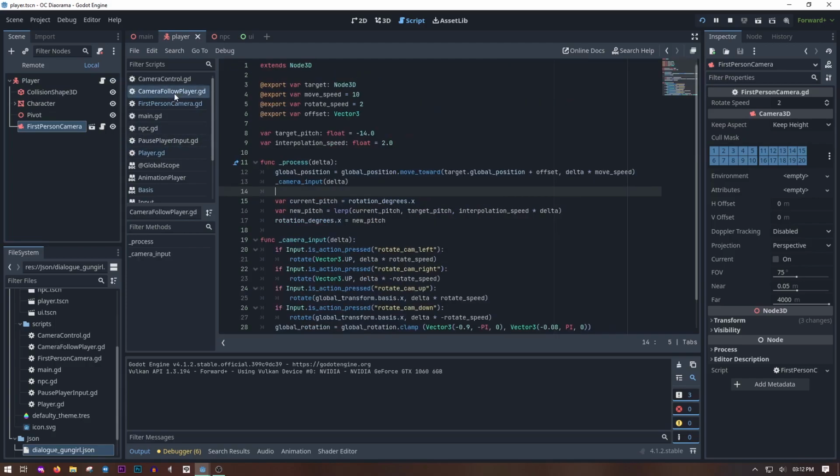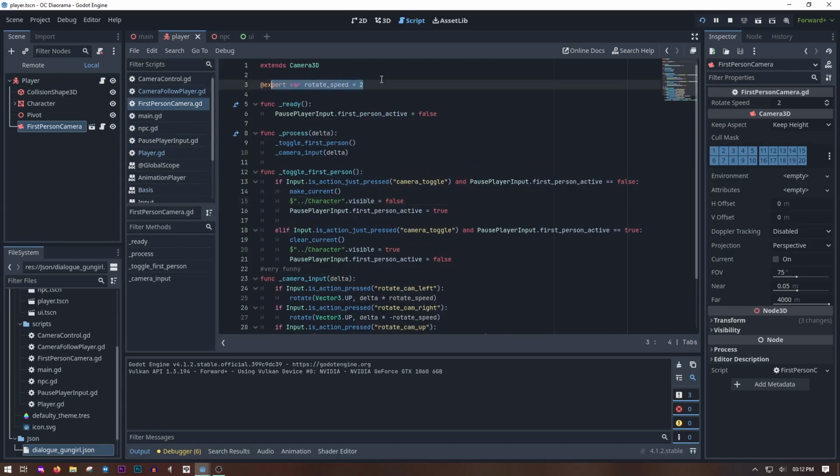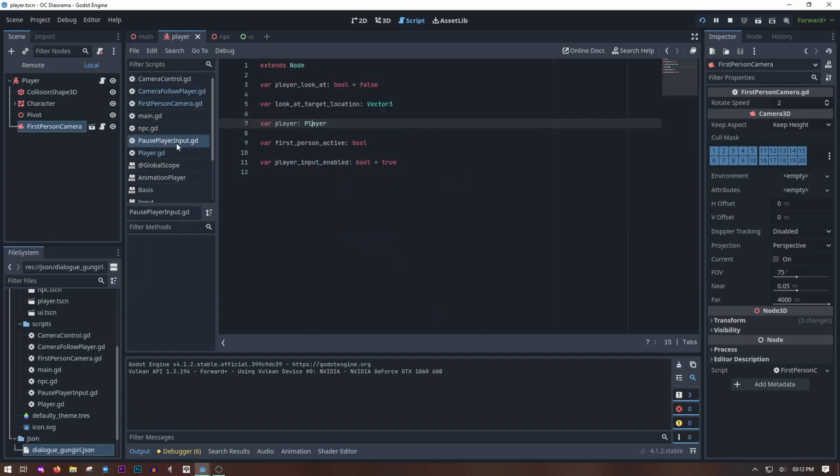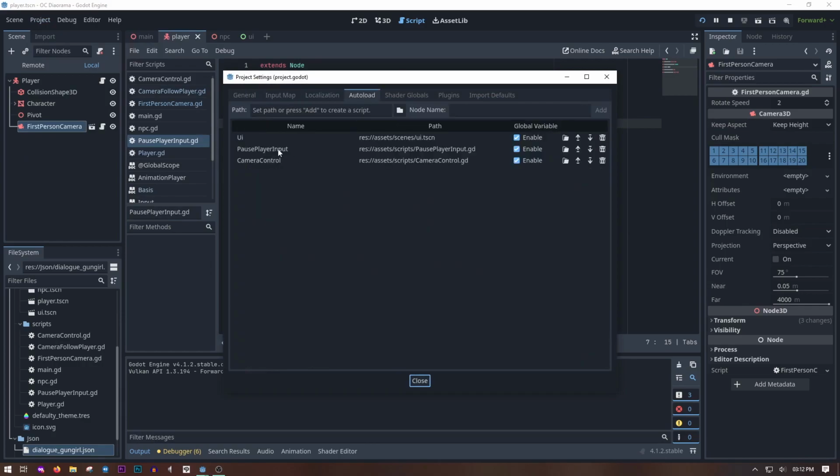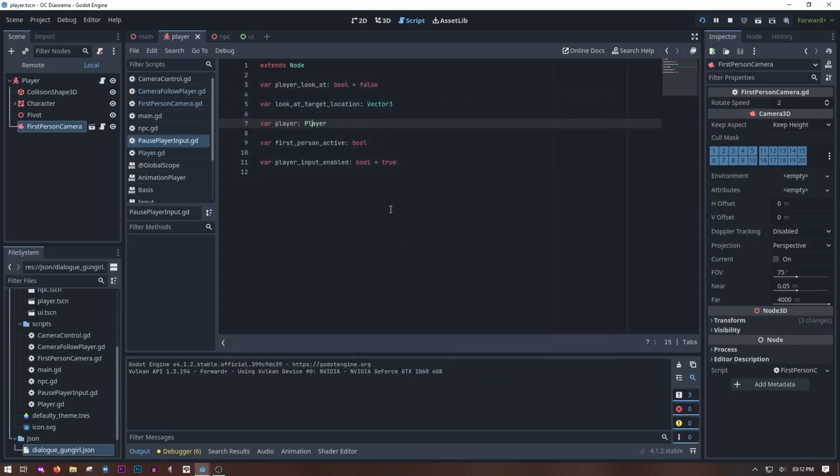So the first-person camera rotate speed is 2. I think that's the same as the normal camera. I can change it if I want first person to be different. So that's good. Function on ready when it's loaded. Pause player input is a script that is not connected to a node, and it is on auto load, so it loads before anything else. And because it's on auto load, it's a global variable, which means these variables can be accessed by anyone in the game as long as they begin by mentioning the name of the script.